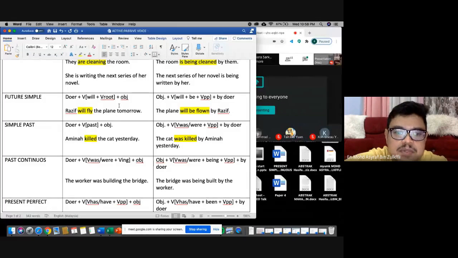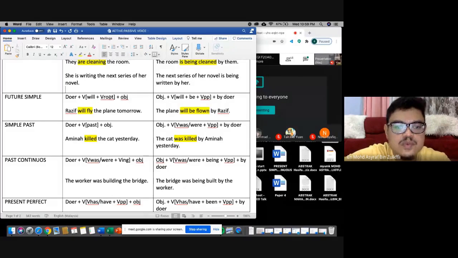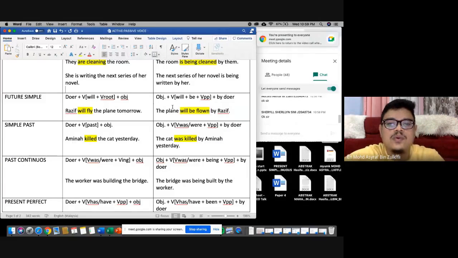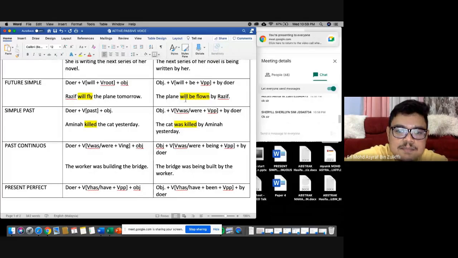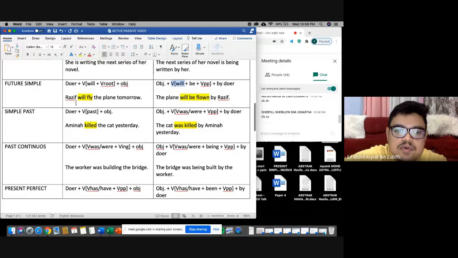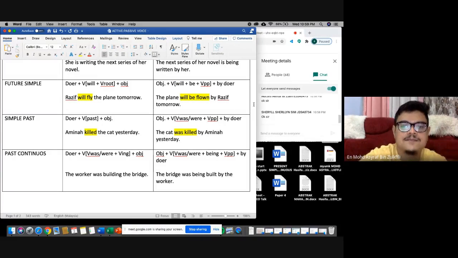Okay, so now future simple, from will plus root word, right? Razif will fly the plane tomorrow. So Razif is the pilot, right? Will fly the plane tomorrow. And you look at the passive voice, the formula is will plus be plus verb with past participle. So for passive voice, if you notice, you always have to change the main verb into its past participle form. So Razif will fly the plane tomorrow. The plane will be flown by Razif tomorrow. Okay.